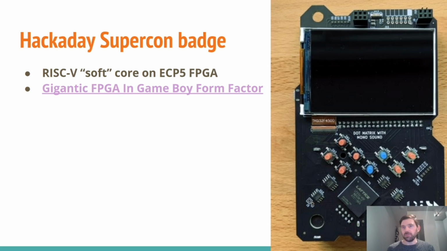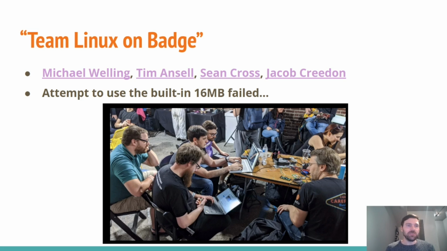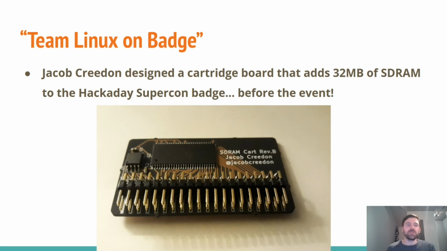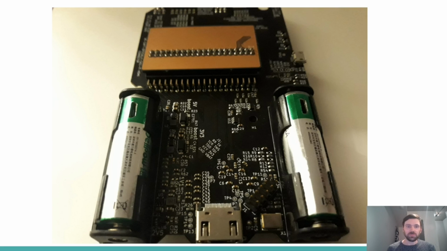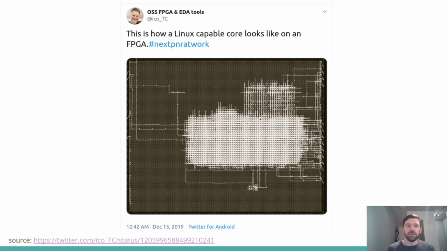But several of us at the conference thought, okay, that's nice, but what about running Linux? So we got together and called ourselves Team Linux on Badge. We first tried the 16 megabytes of SPI connected SRAM that was on the board, but that didn't work out. But because it was a hardware hacking conference, one of the people, Jacob Creedon, had already designed an add-in cartridge that had 32 megabytes of SDRAM, which did prove to be sufficient for running Linux. The design of the badge was a Game Boy thing, so on the back there was a header to plug in these other circuit boards, which were called cartridges. So here's the 32 megabytes of SDRAM plugged into the badge on the back.